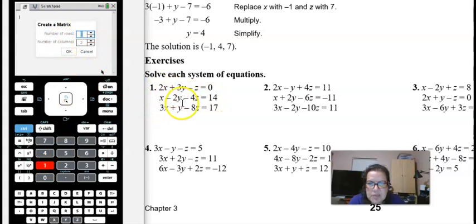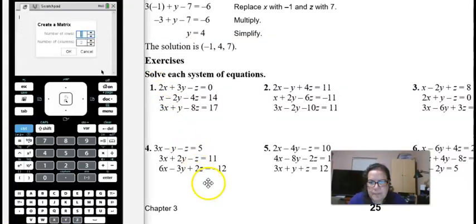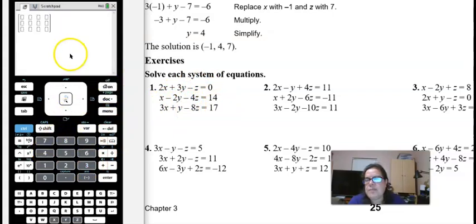Well, all you have to do is count from your equation. We've got 1, 2, 3 rows, it looks like. And columns go up and down, so I've got 1, 2, 3, 4 columns. So this is a 3 by 4 matrix. Okay, there it is.